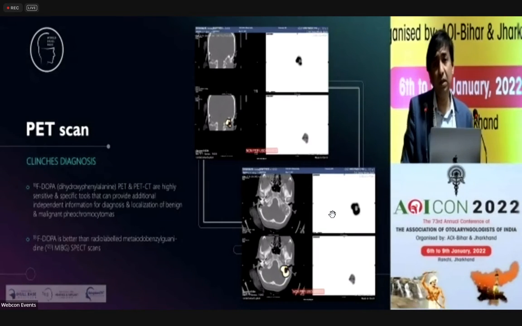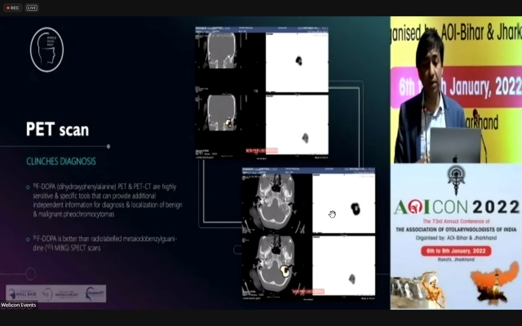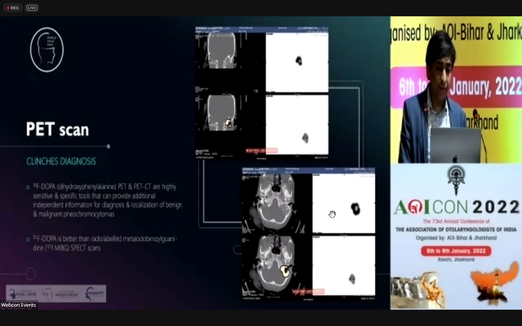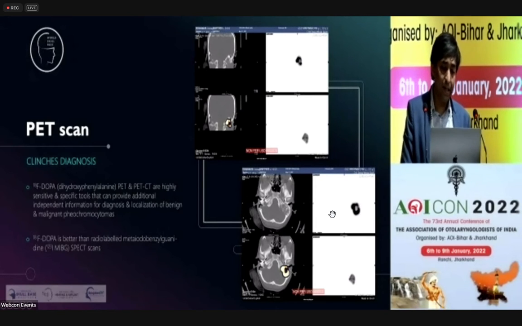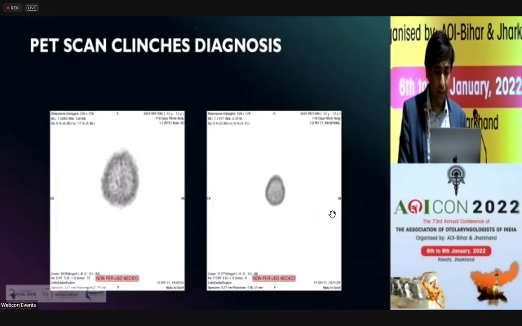PET scans are done in just a couple of my cases. From a theoretical point of view, it's important to rule out paragangliomas in other parts of the body. Again, these are videos which are not running here today. So 18F DOPA is what I recommend. This is something we used to do when I was overseas, but I know here AIIMS, for instance, follows another protocol. But 18F DOPA sequences clearly locate paragangliomas in the primary site as well as in other parts of the body.